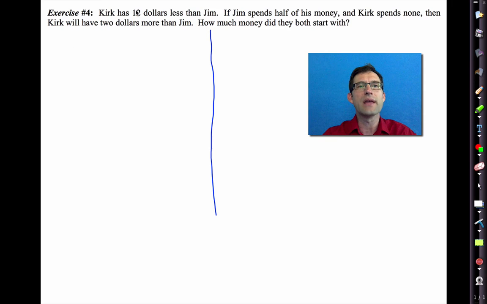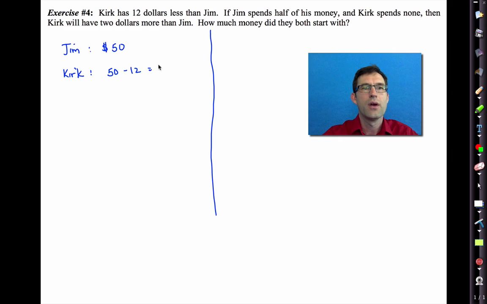So notice that Kirk's money is based on Jim's money. That's actually kind of important in how we attack this problem. Kirk has $12 less than Jim. So why don't we start off with Jim having, let's say, $50. Then of course Kirk will have 50 minus 12, which will equal $38, all right? Then, if Jim spends half his money, Jim has 1/2 of 50, which is 25.